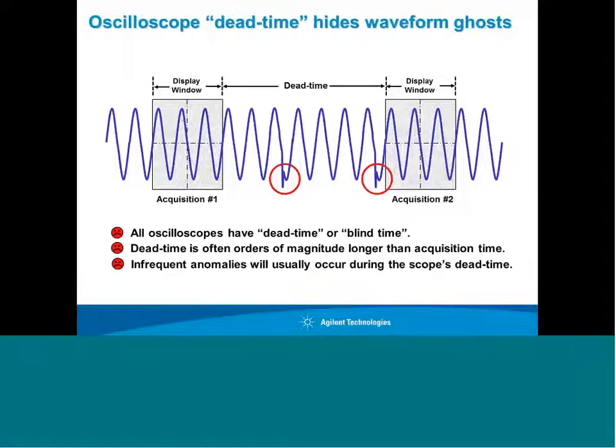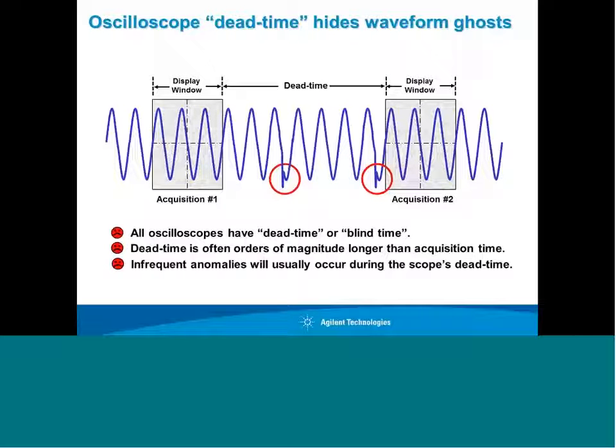Now we get to what I consider the heart of this particular presentation, what will improve the scope's probability of capturing infrequent anomalies, and that's waveform update rate. The inverse, or what's closely tied to waveform update rate, is something we call oscilloscope dead time. Some people call it blind time. All scopes have this, what I would call a negative characteristic.